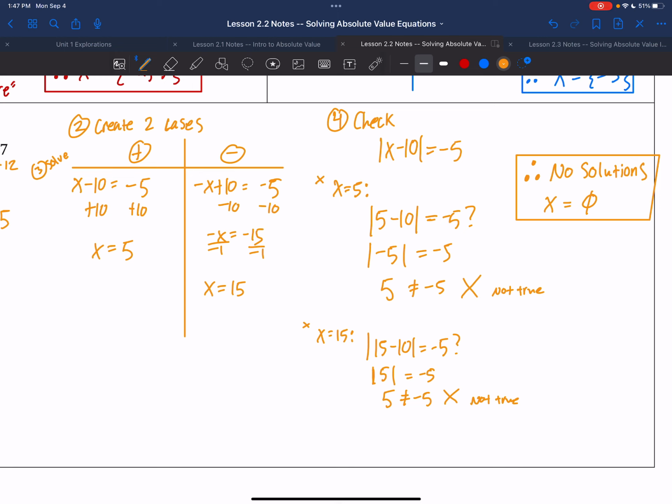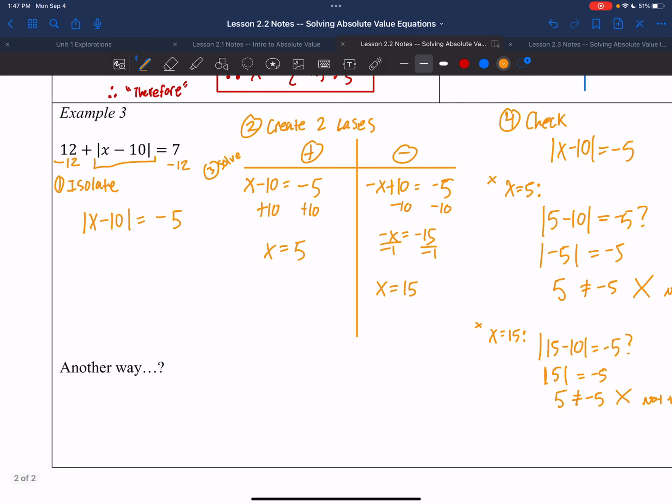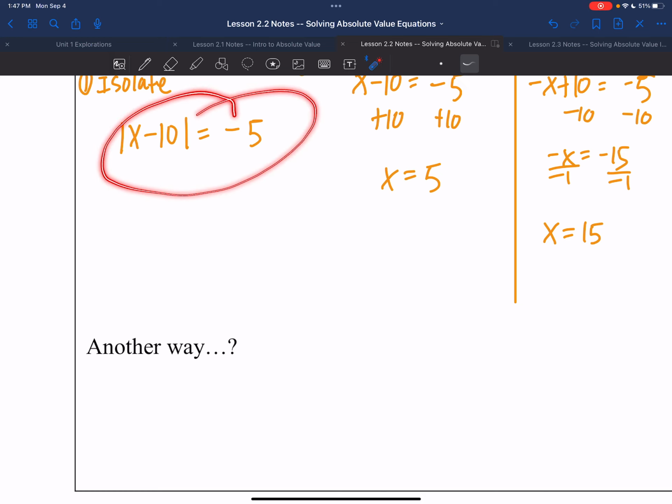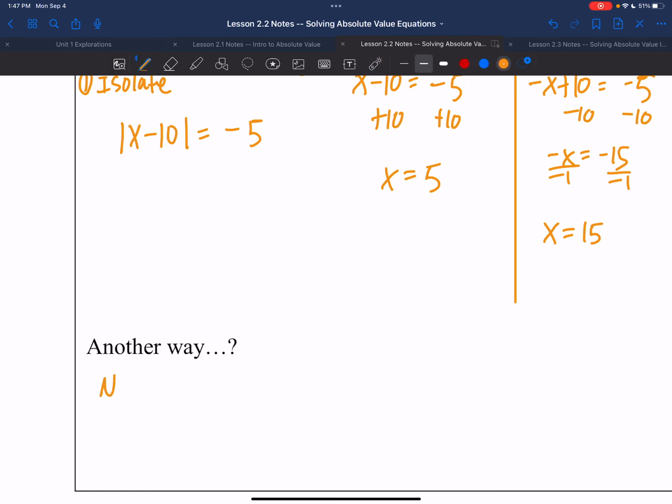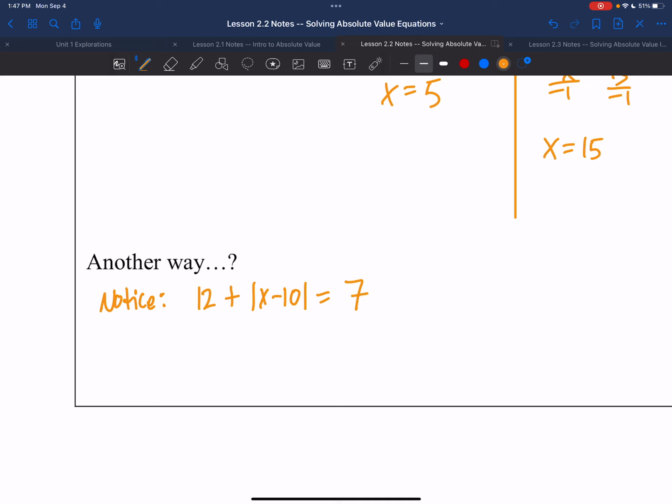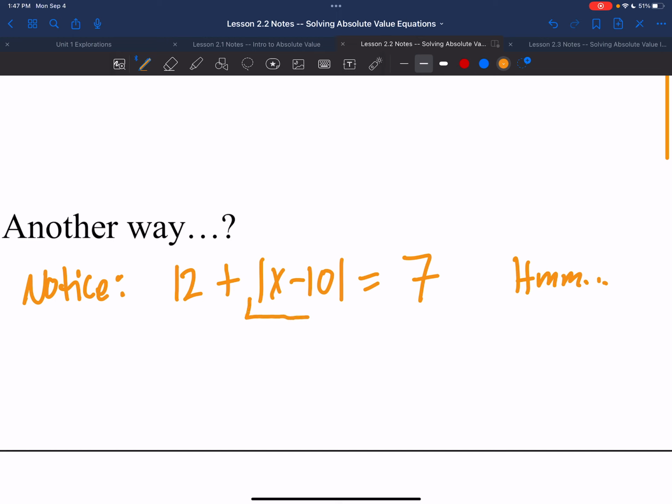Now, before I end the video here, did you notice something all the way back here? Notice: 12 plus absolute value of x minus 10 equals 7. Let's think about that. What is absolute value again? Well, you could say it's a piecewise function, but it also is the distance from 0, which means it's positive. So the absolute value of x minus 10, whatever that is, must be positive.